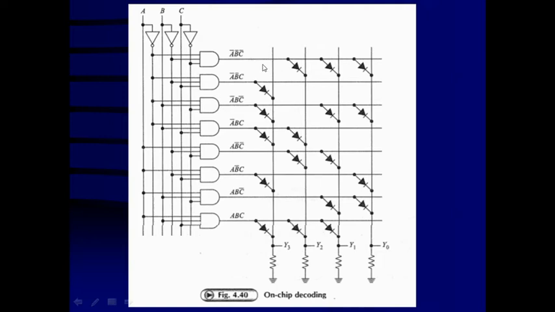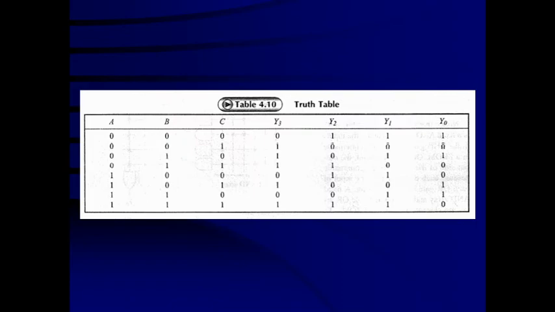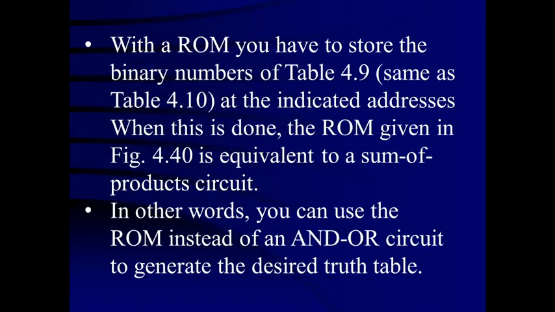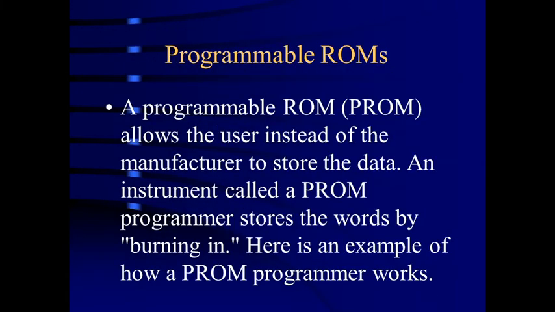That means 4 multiplied by 8, so 32 diodes are going to be connected here. And these diodes are connected with some fusible link. That means with each diode in series, a burning fuse is going to be connected. And if you pass excessive current, then that particular fuse is going to blow off, and hence that particular diode is going to be disconnected. So, using this methodology, users can program this ROM.